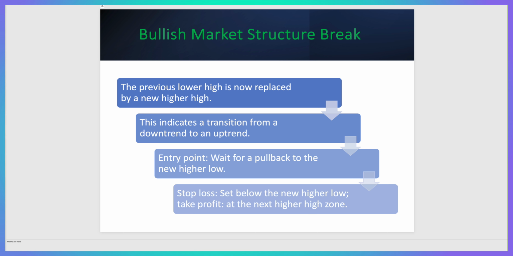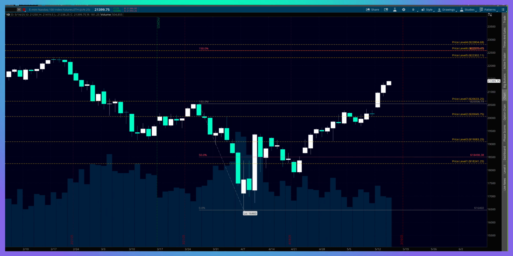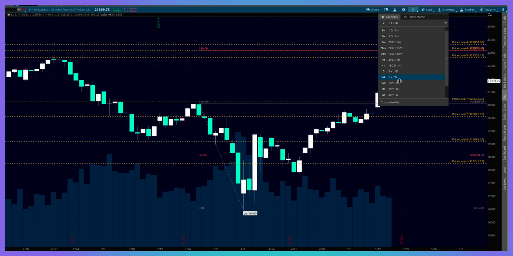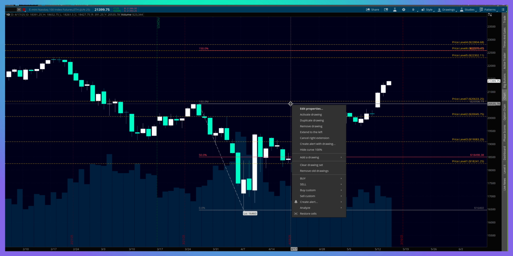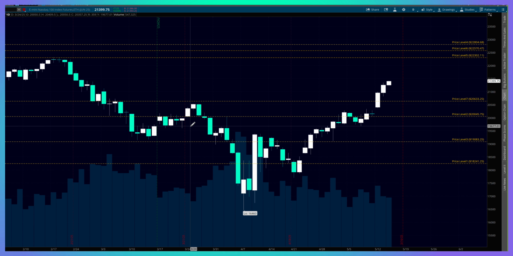So now let's go to real time. Let's go to a 15-minute chart. And before I do that, let me remove this drawing, and I'm going to do this swing high to the swing low. Right? Just because I can have it. All right. Here we go, 15-minute chart.